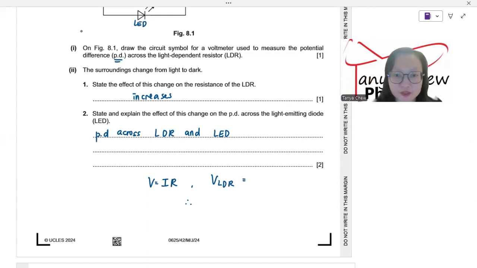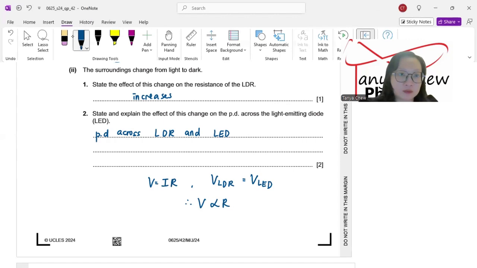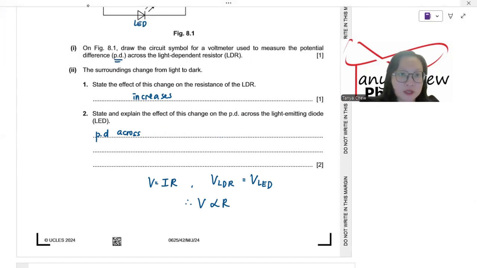So the potential difference across the LDR is equal to the potential difference across the LED. Since V is directly proportional to R, the PD across the LDR would increase due to the resistance of the LDR increasing. Therefore, it will affect the PD across the LED as well because they share the same PD. Now I will say, explain. Why do I say the PD across the LED will also increase? I better write it down. Okay, this one is PD across LED. Change this: PD across LED increases.